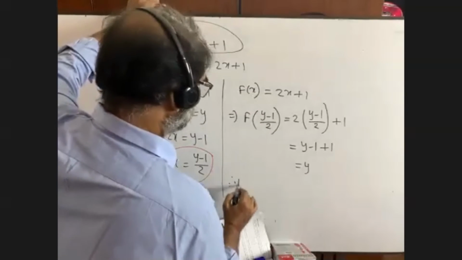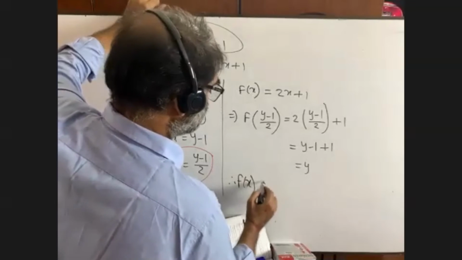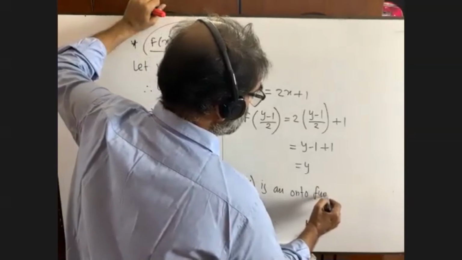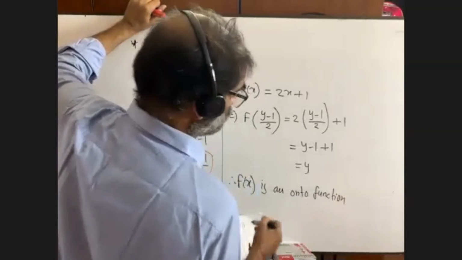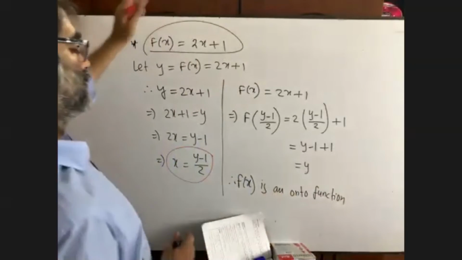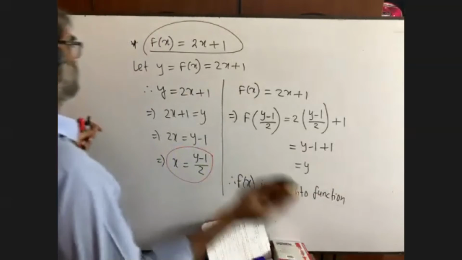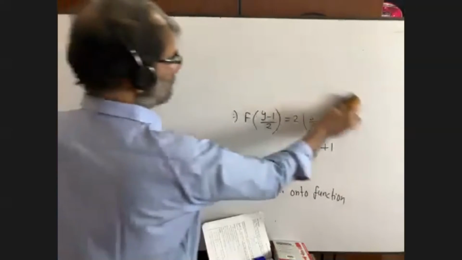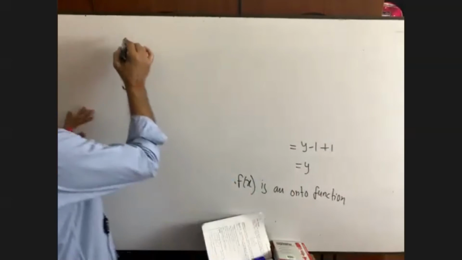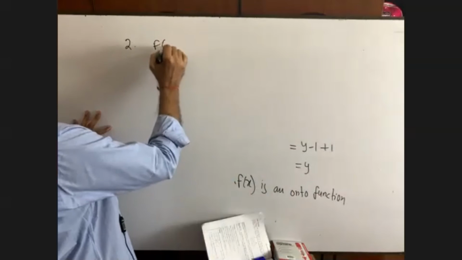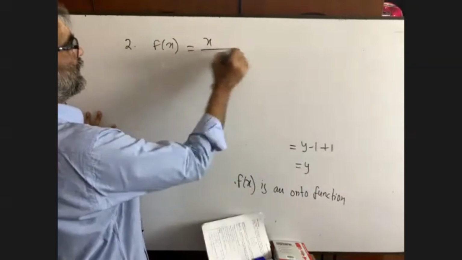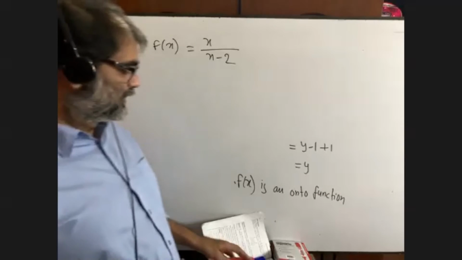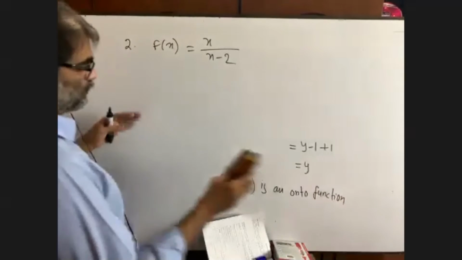Write down: therefore, f of x is an onto function. Not one-to-one, O-N-T-O, onto function. Okay, let's do some other math of onto function. Suppose we are given f of x equal to x by (x minus 2). You have to determine whether the function is an onto function or not.